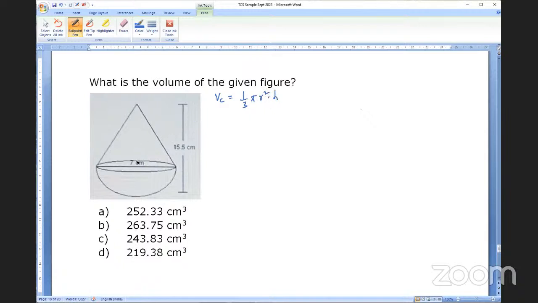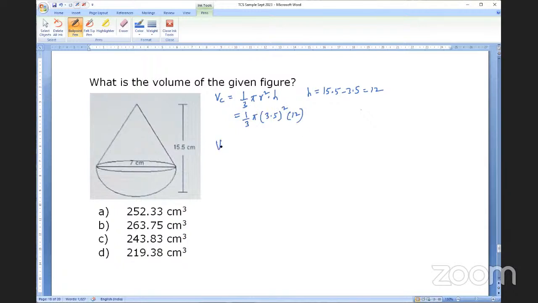For the cone, the diameter is 7 centimeters, so the radius is 3.5, and the full length of this toy figure is 15.5. The radius of the sphere down under is 3.5. That means the height of the right circular cone part would be 15.5 minus 3.5. That would be 12. So this would be 1/3 pi into 3.5 whole square into 12.